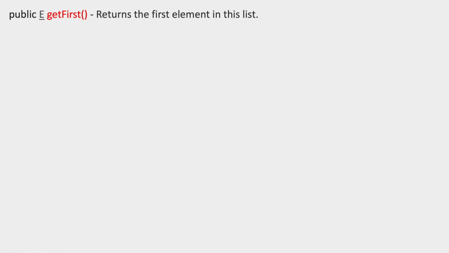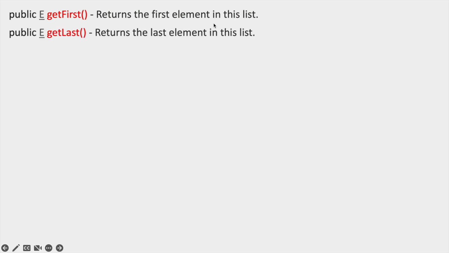And the next method is the getFirst method. This method returns the first element in the list. The getLast method returns the last element in the list, and this method may throw NoSuchElementException if the list is empty. So if we have a list and it does not have any element, it will say there is no element, how can I return it? That is, it will throw NoSuchElementException.